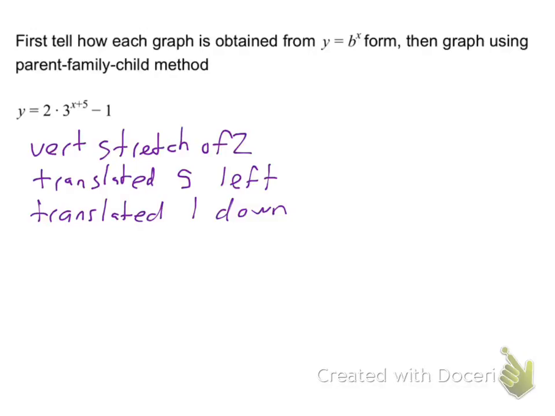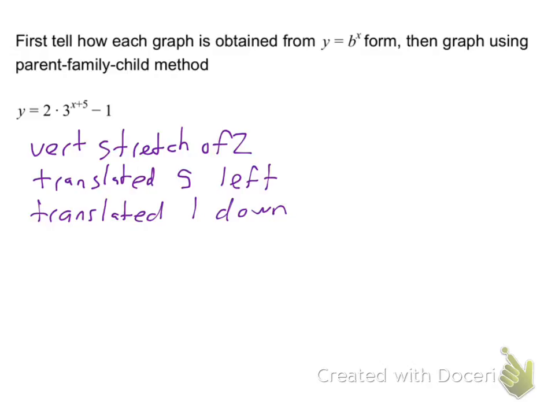Geotrig, this is lesson 23, day 2. We're going to continue on. We're going to finish up the parent, family, child method for an exponential growth or an exponential decay graph. We ended with just talking about these graphs, about is it a vertical stretch or shrink, is it translated left or right, or translated up or down, and how far in all of those directions.